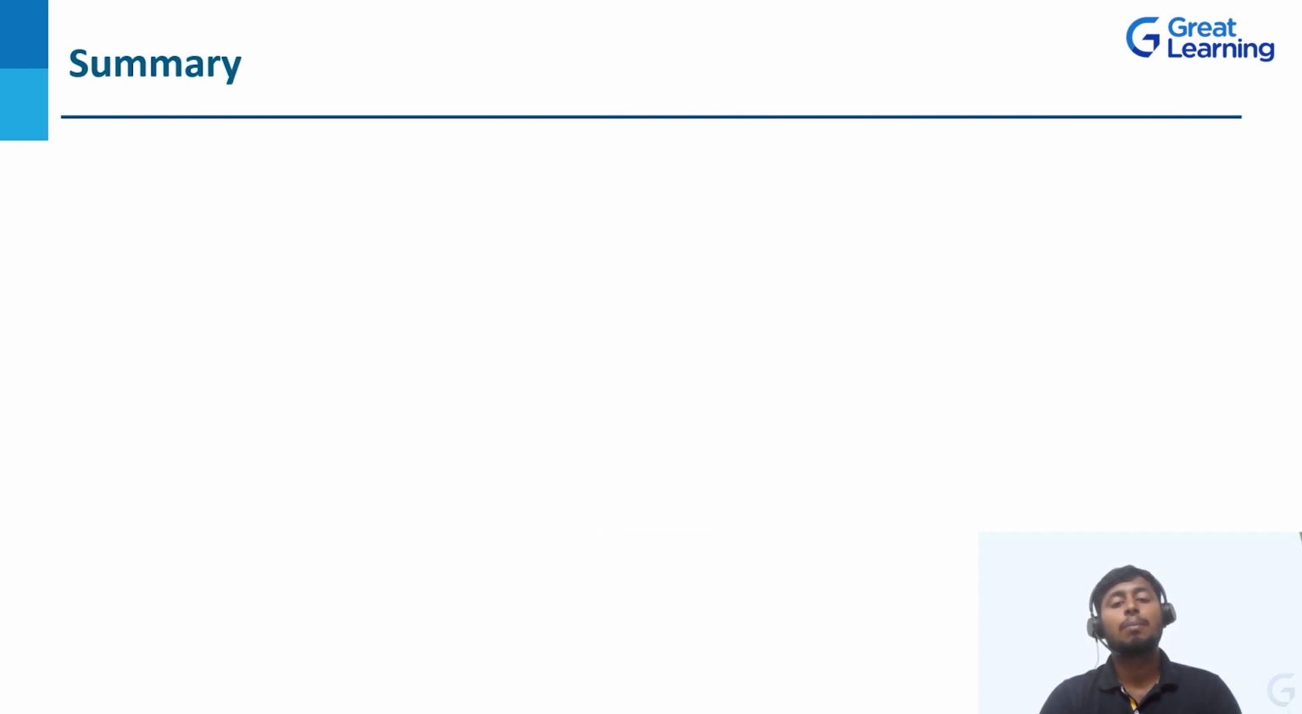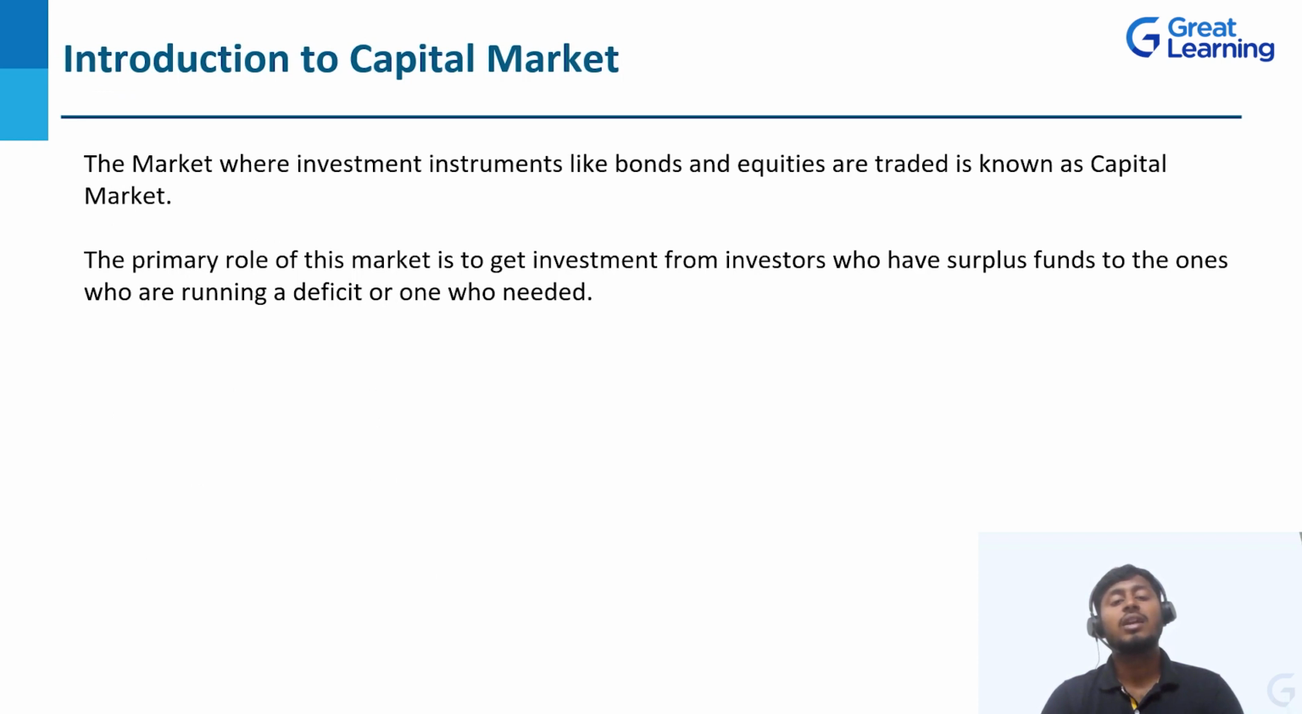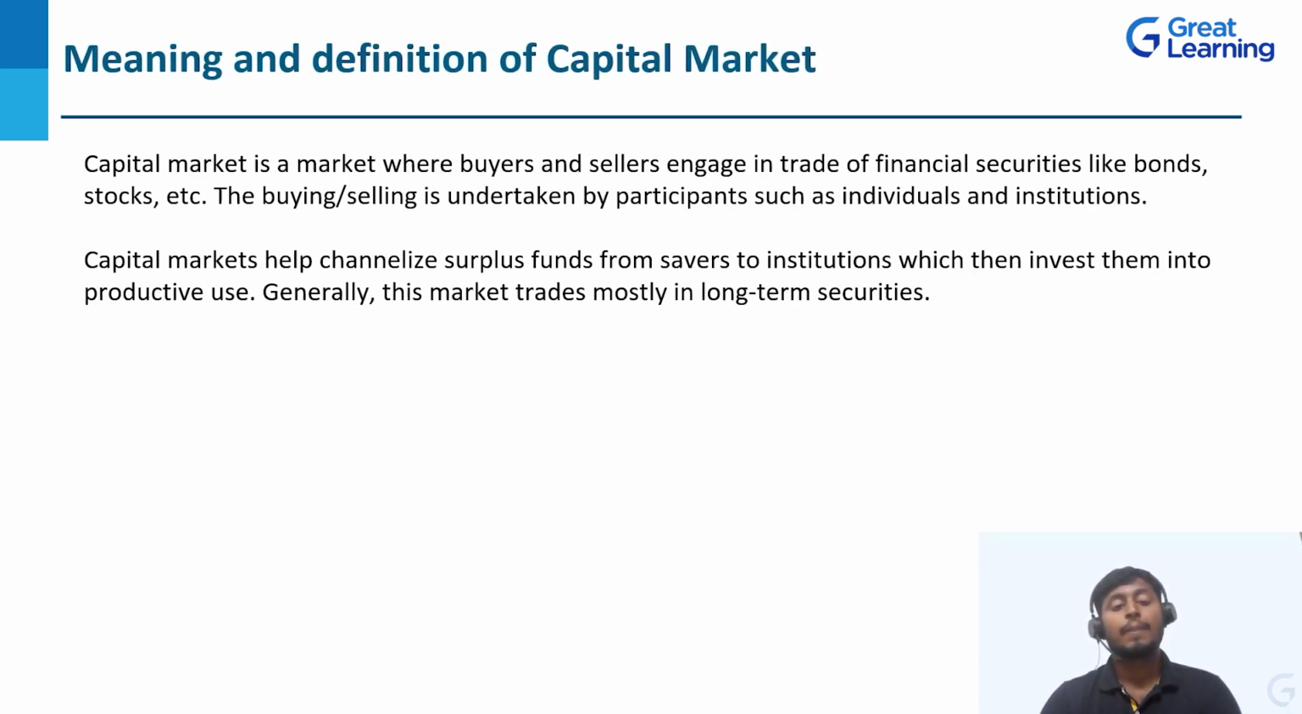Next, summary. Here we have the quick recap of what we have learned in this session. First, we have discussed the introduction of capital market, the general meaning of capital market and how it will work. Next, the meaning and definition of capital market. Capital market is a place where all the buyers and sellers engage and trade financial securities, correct? So that we have discussed.